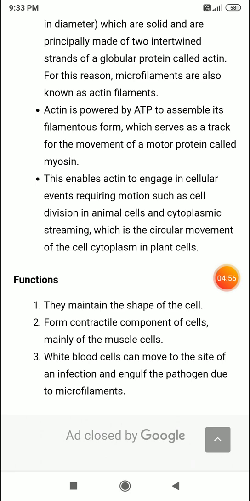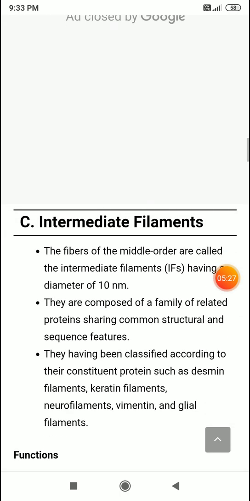The function of microfilaments: they maintain the shape of the cell and form contractile components of cells, mainly of the muscle cells. White blood cells can move to the site of an infection and engulf the pathogen due to microfilaments.